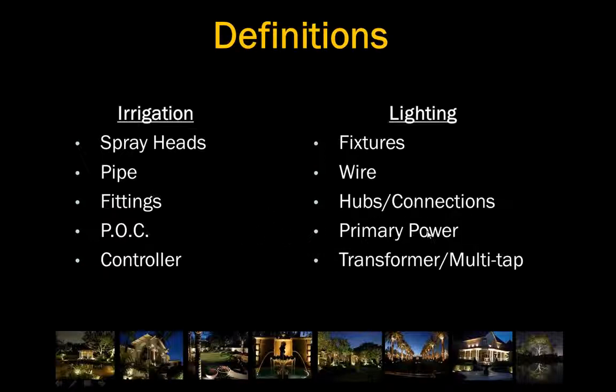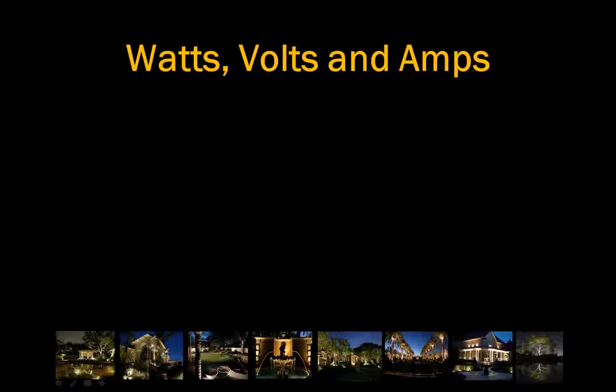Point of connection is our primary power, and primary power, I mean, is the 120 volts coming out of the house that we plug our transformer into. And then finally, we have the controller, which is our transformer that controls the system.